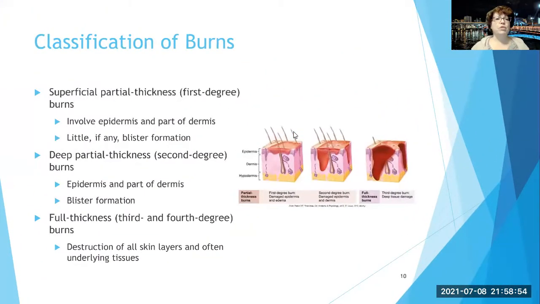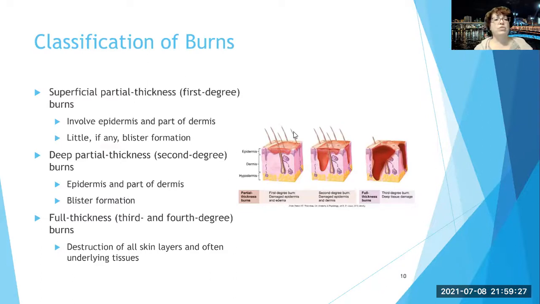So burns are classified by the type of tissue damage. First degree, second degree, and third and fourth degree is sort of the old way of classifying burns. Now they're referred to as superficial, partial thickness, deep partial thickness, and full thickness. Superficial partial thickness used to be the first degree burns. It involves the epidermis and part of the dermis, and there's little, if any, blister formation. So this is your classic sunburn.